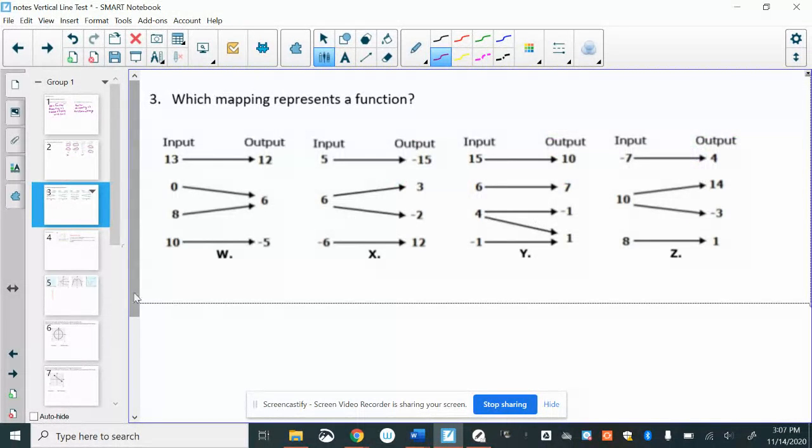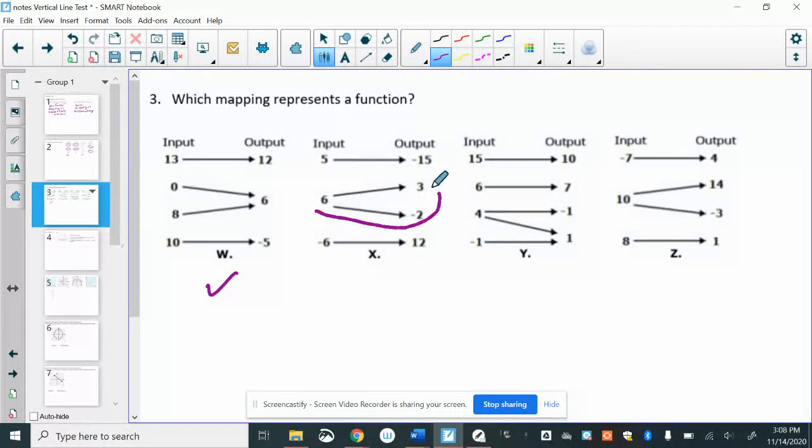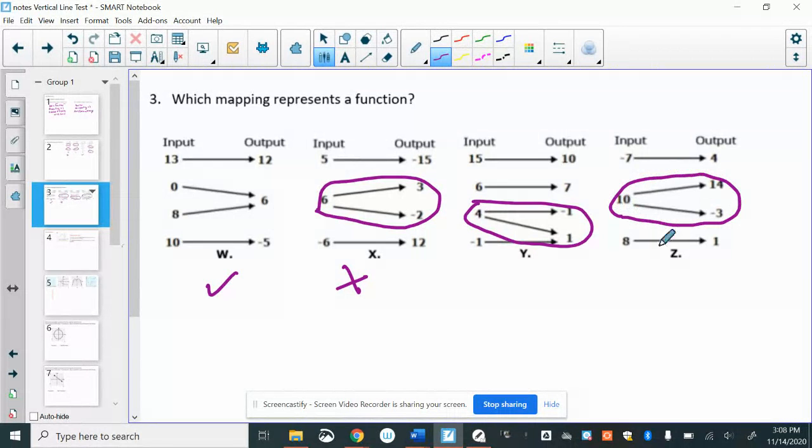We also looked at mappings. We just want to make sure that each x value pairs with only one single y. So this one here is definitely a function. It's this one here that's taking it out, so it's not a function. 6 pairs with 3 and -2. Here's a problem here: 4 pairs with -1 and 1. And here's the problem over here: 10 pairs with 14 and -3.